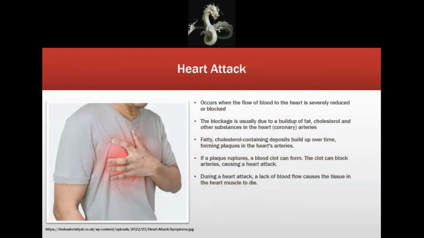Now we move on to one of the serious disease regarding this cardiovascular system. So I'm going to talk about heart attack. Heart attack occurs when the flow of the blood to the heart is severely reduced or blocked. The blockage is usually due to the buildup of fat, cholesterol, and other substances in the heart, specifically at the coronary arteries. Fatty cholesterol-containing deposit will build up over time, forming plaques in the heart's arteries. If a plaque ruptures, a blood clot can form. The clot can block arteries, causing a heart attack. During a heart attack, a lack of blood flow will cause the tissue in the heart muscle to die.